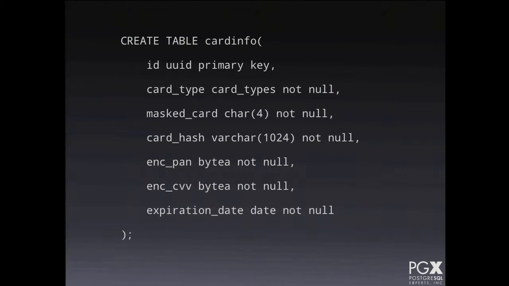Okay, so we say, all right, we got it. We're going to build this thing. It's going to have an ID, which is a UUID, because I like using UUIDs for my primary keys. We have a card type, and I'm using a fancy Postgres enum, and the masked card, which is the last four digits. I'm using char instead of varchar, so I don't have to pay the extra 4 bytes of length count for something that's always going to be 4 characters. And I have a card hash for searching, the encrypted primary account number, and the encrypted CVV, the 3 digits on the back of your card that they always tell you about, or the 4 digits on the front of American Express, because Amex has to be different. And the expiration date. Okay, perfectly reasonable schema, right?